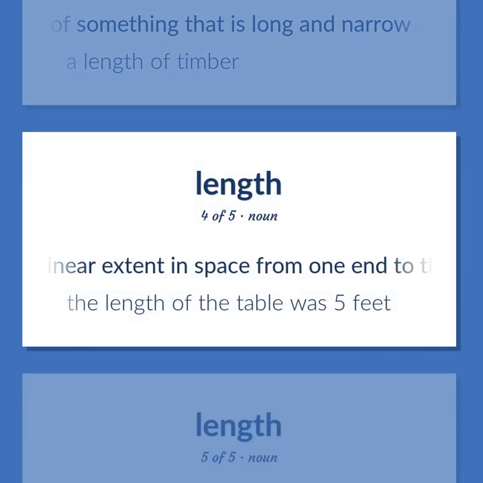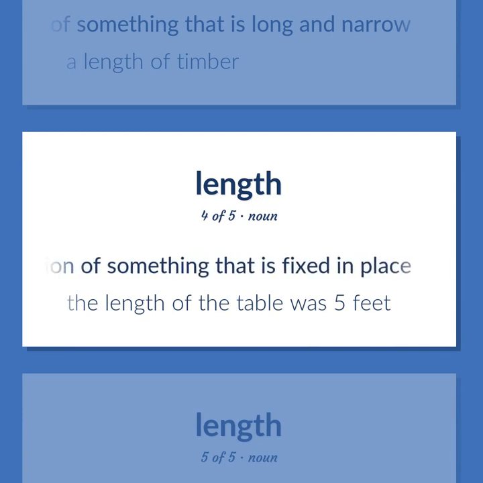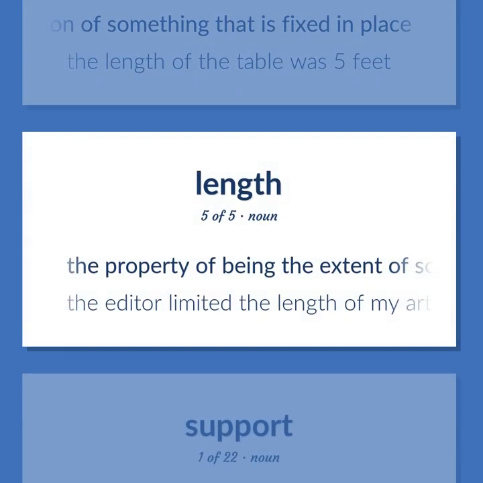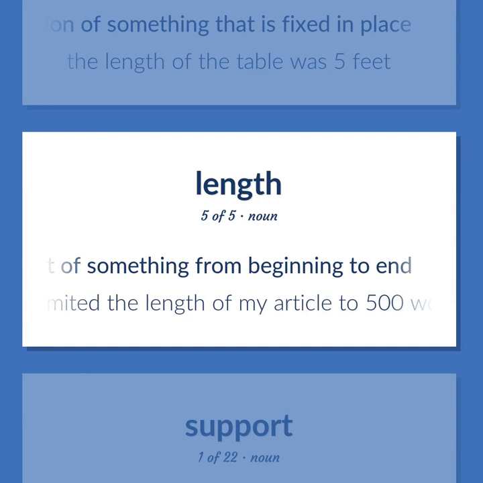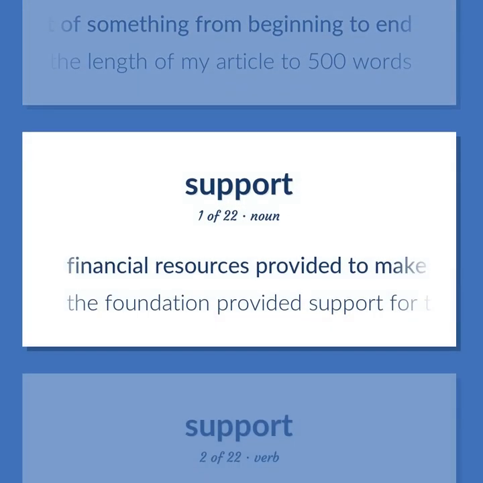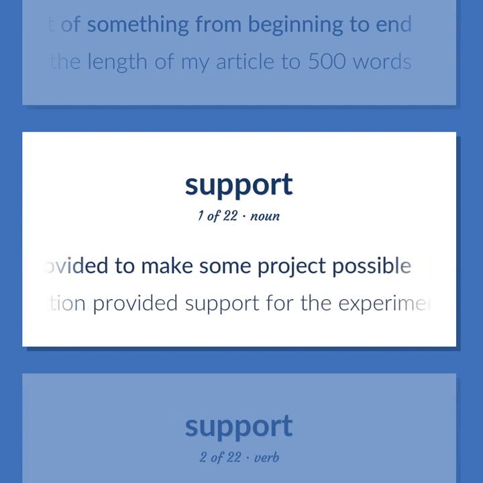The linear extent in space from one end to the other. The longest dimension of something that is fixed in place. The length of the table was 5 feet. The property of being the extent of something from beginning to end. The editor limited the length of my article to 500 words. Financial resources provided to make some project possible. The foundation provided support for the experiment.